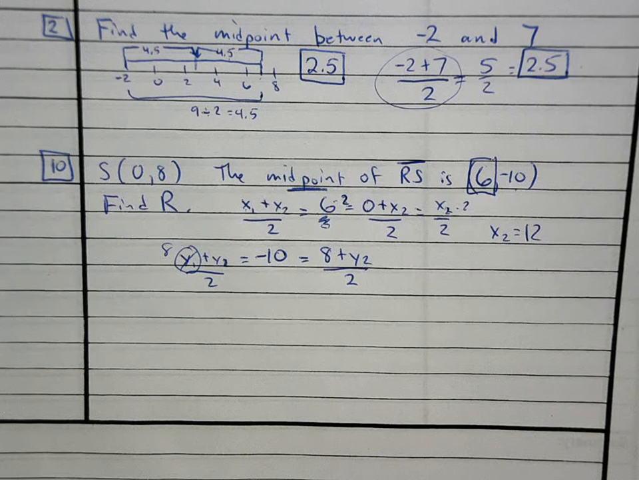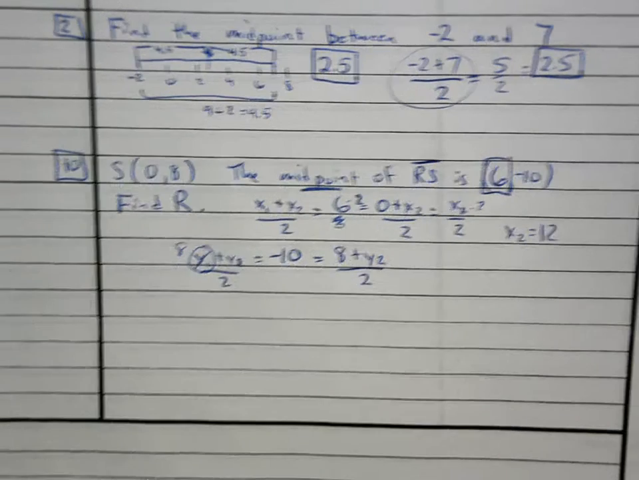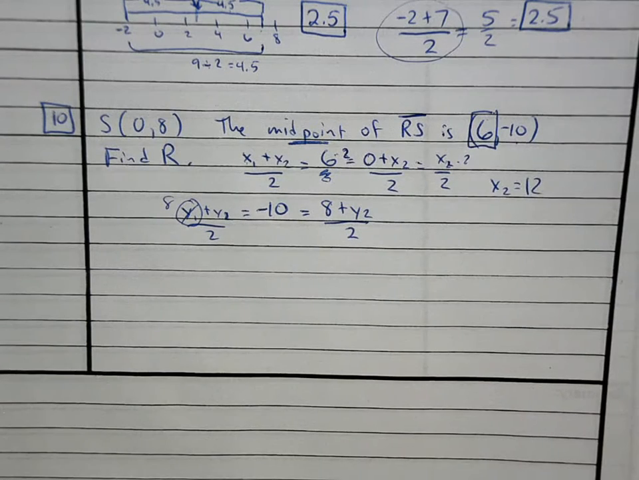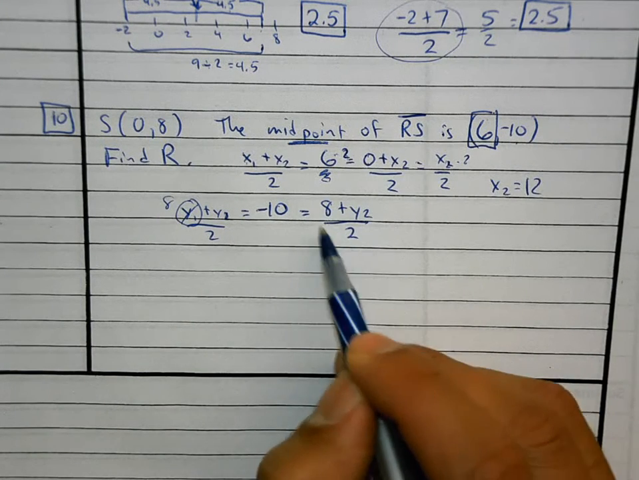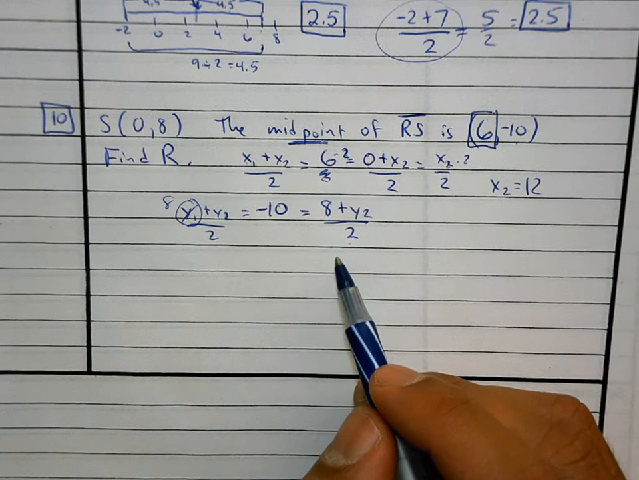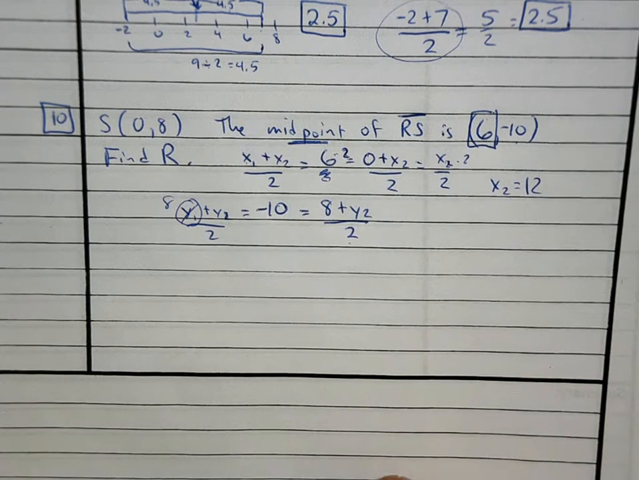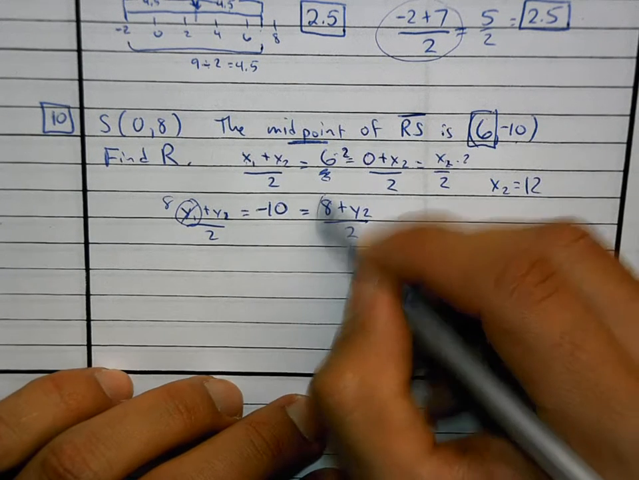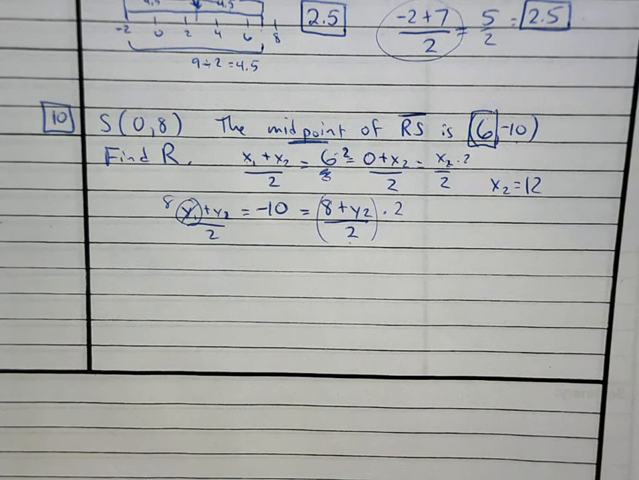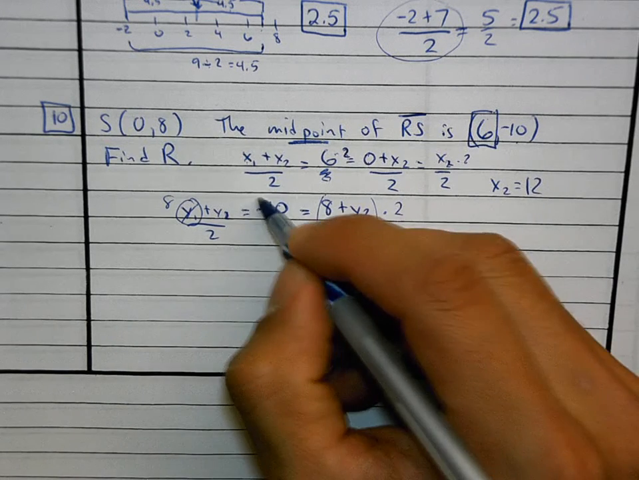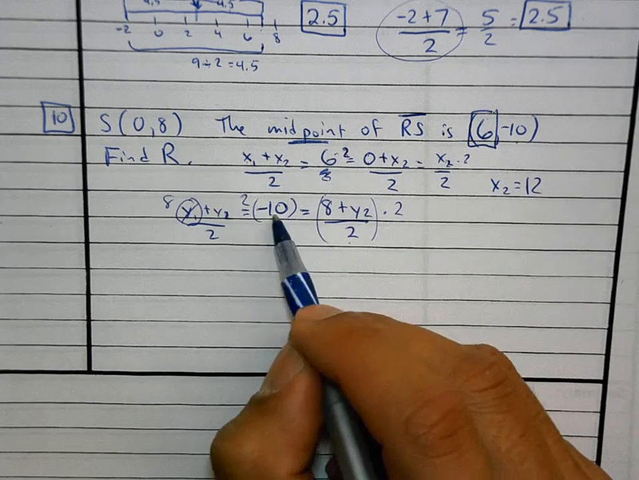Now I'm going to recommend when you have a problem that's not 0 that we get rid of, because this whole numerator is being divided by 2. I'm going to recommend that you do the opposite of dividing by 2. Take this whole group and multiply it by 2. Whatever you do on one side of the equal sign, you have to do to the other. You're going to take this -10, you're going to multiply it by 2.